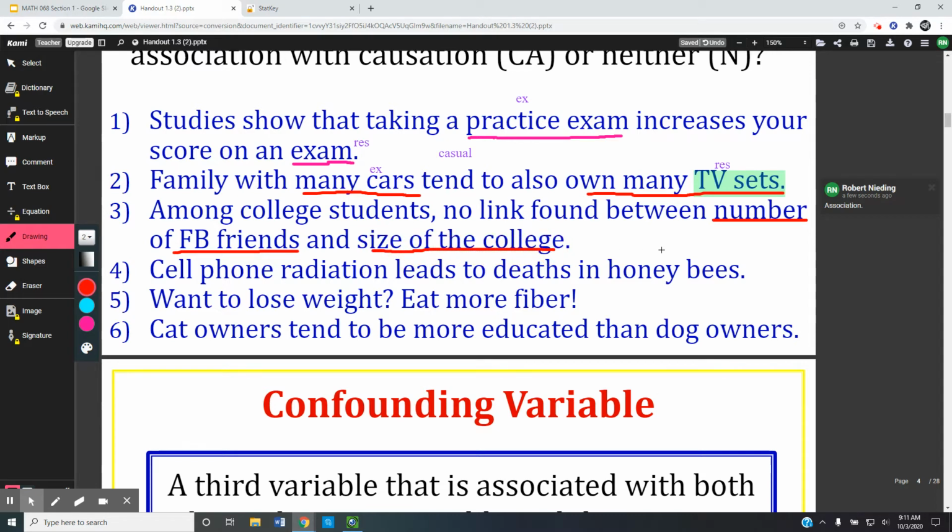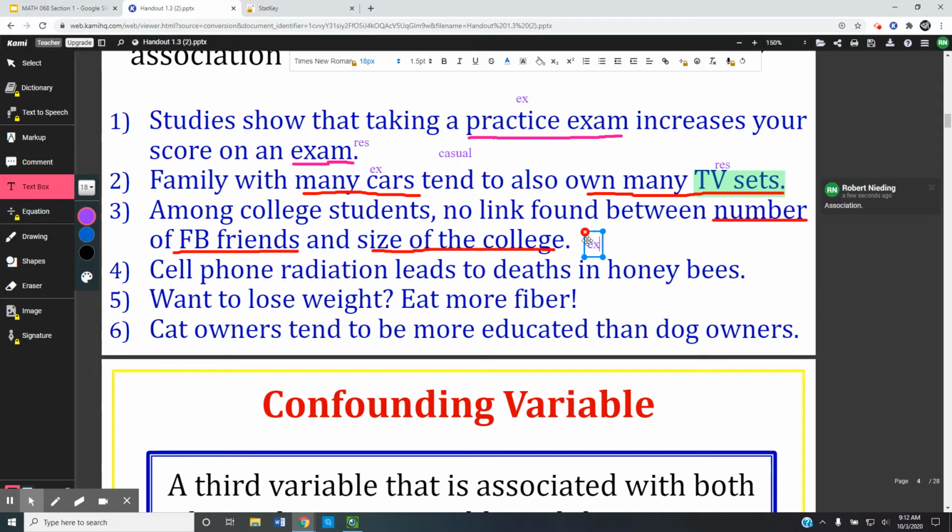Okay, so the question is which one takes place first, right? Which one's explanatory? Would we say that the number of Facebook friends explains how large your college is, or we say that the size of your college explains how many Facebook friends you have? And I think that you get that it's the second one, right? So the college itself will be the explanatory, and the number of Facebook friends will actually be the response.